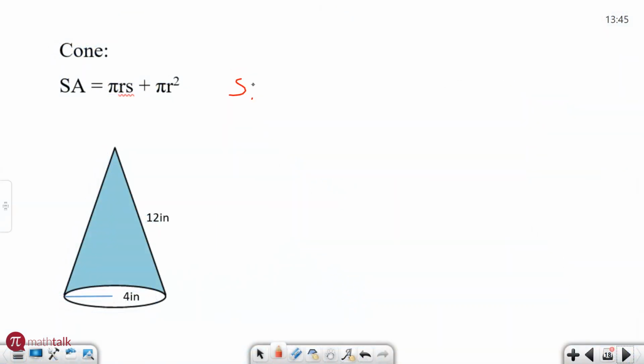So surface area is 3.14 times r, which is the radius. In this case, our radius is 4, times s. S is the slant height, which is basically what is represented by 12. It's how large that cone part is, the stuff you would hold on to in an ice cream cone. So in this case, 12. And we're going to do plus pi, which is 3.14, times r squared, 4 squared. All right, so let's continue on.